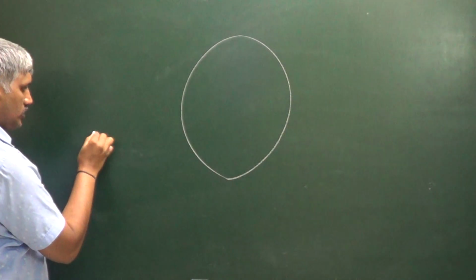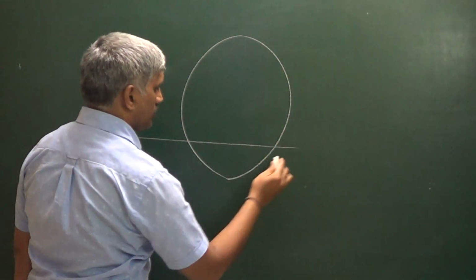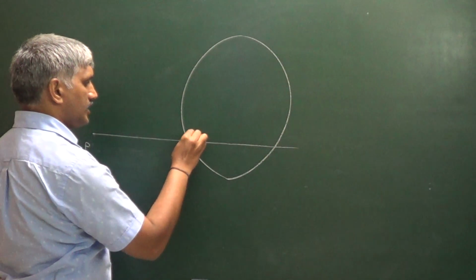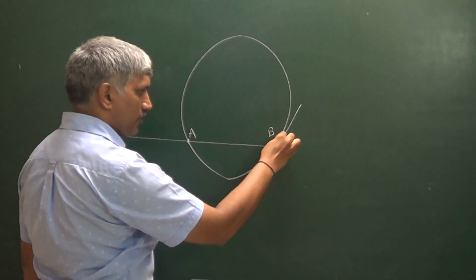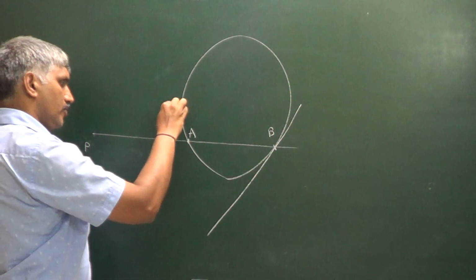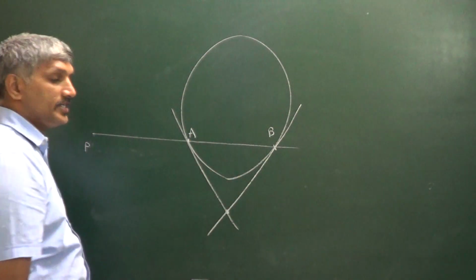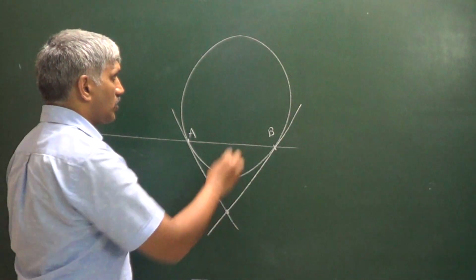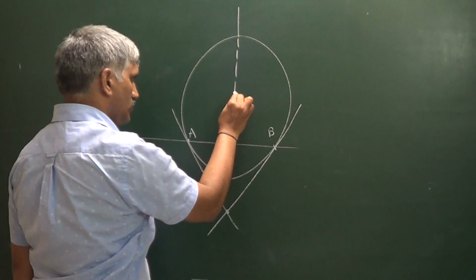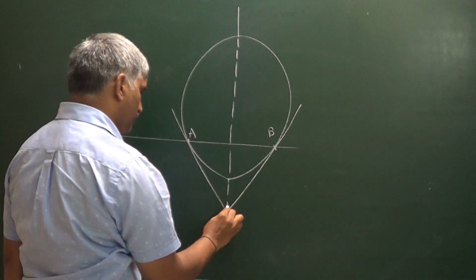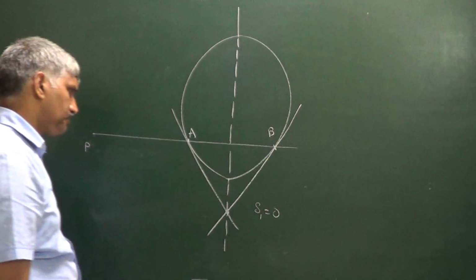So as we discussed, this is the point P(x1, y1). A secant line is drawn, meets the circle at A and B. At point A we are drawing the tangent. At point B also we draw the tangent. The locus of the intersection point of these tangents, we are calling it the polar. Okay, so this is the polar. The equation of this polar we discussed as S1 = 0.